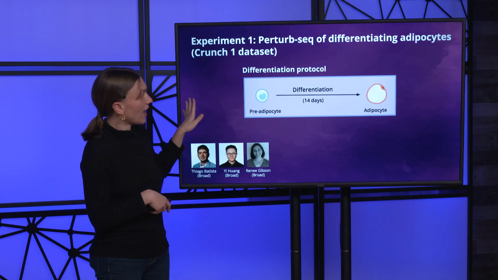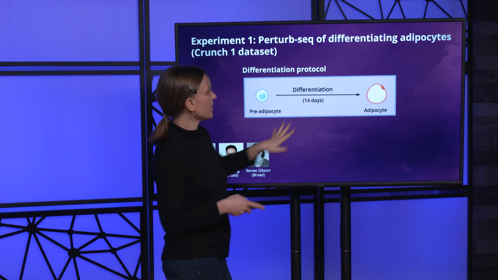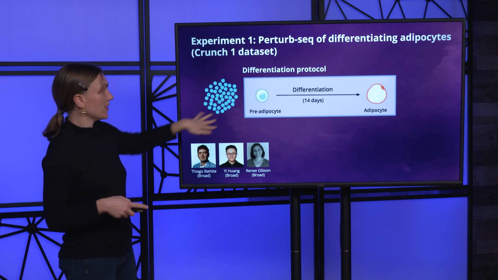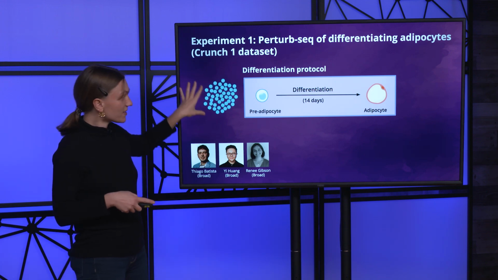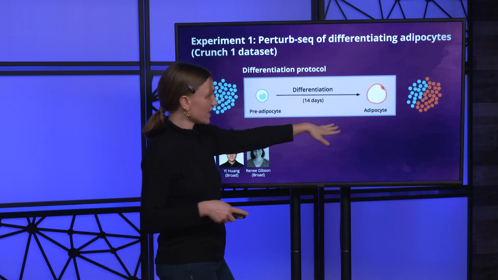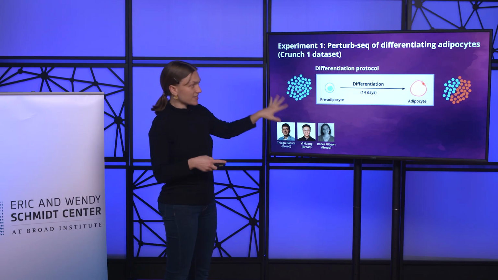And so this differentiation protocol lasts 14 days. And so you can imagine that roughly speaking, initially we have a population of just pre-adipocytes. And after these 14 days, we may still have some pre-adipocytes, shown here in blue, but we'll also have generated this more differentiated population of adipocytes, shown in pink or red. And so this is step one.